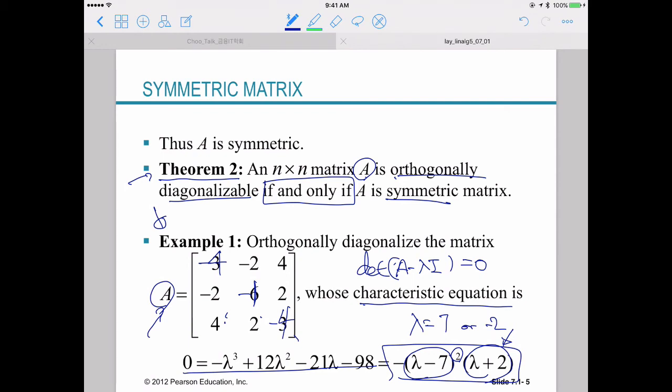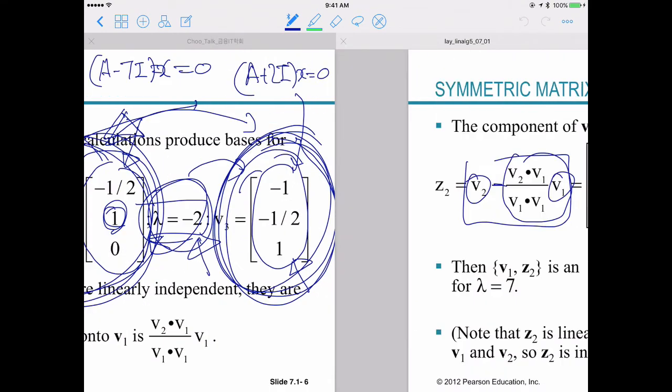Okay. And in general, for any symmetric matrix A, you can always do this kind of orthogonal diagonalization. That is the main fact described by this theorem. Any questions so far?